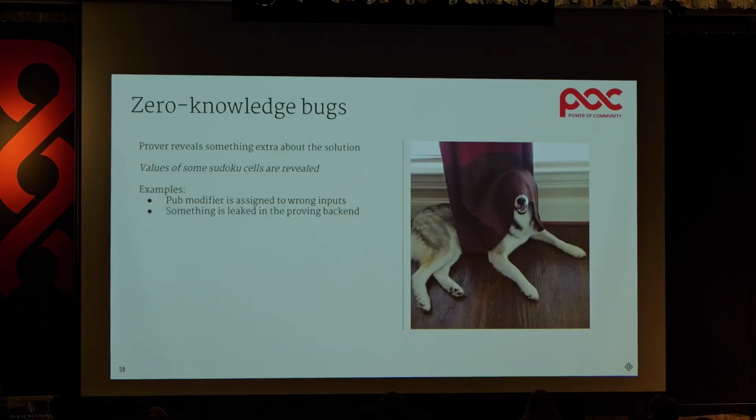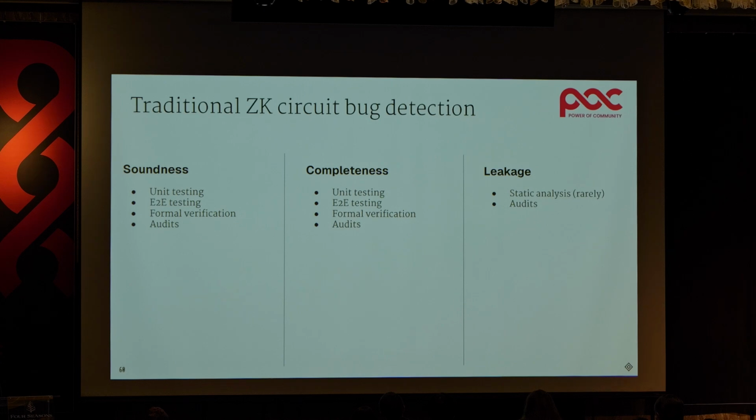And then there are zero-knowledge bugs where we're basically leaking some information. I'm not going to talk about them after this because it is hard to find them with fuzzing in general and with such automated techniques. But the basic idea usually is something is wrong at the proving backend, or somebody set the public modifier to the wrong inputs. So the way a ZK circuit bug is traditionally detected is with unit testing, end-to-end testing.